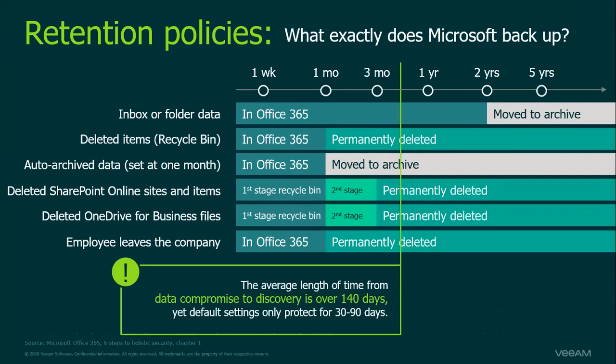So if you see that the average time from data compromise to discovery is over 140 days, yet your default setting only protects 30 to 90 days. Your email data, your online SharePoint data, or the entire Office 365 tenant data is the most important data for your business, right? Which needs to be available. So if after 30 to 90 days my data is not available, how can I protect my organization, right? Because email data is that data which you need at any point of time.